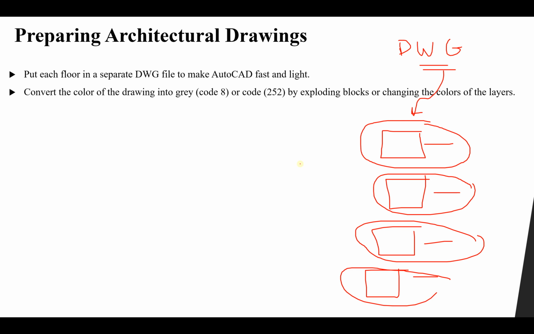Number 2, we will convert the colors. You will see that each of these AutoCAD drawings, in the architectural drawing, has different colors. So we are going to change the color of all of these drawings into gray with code 8 inside the AutoCAD program, or code 252. This can be done by exploding the blocks inside AutoCAD or changing the colors of layers. We will see how to do this right now.